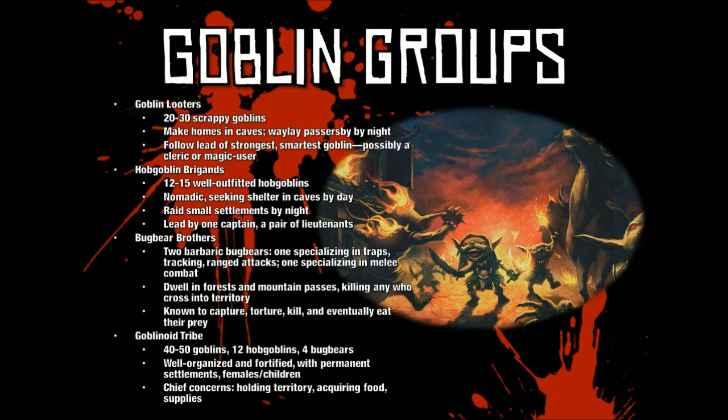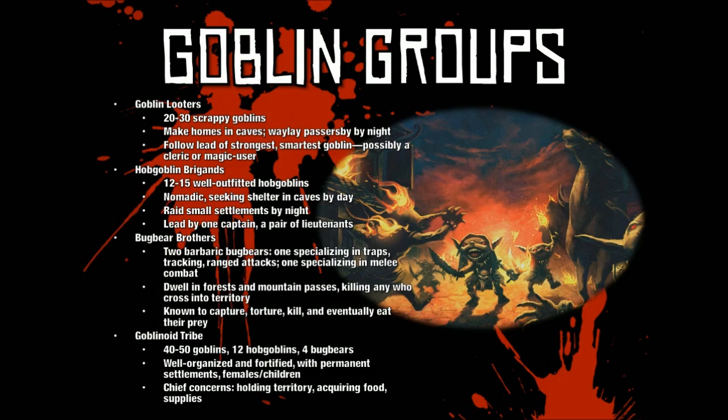So this first example group is a group of goblin looters. There are probably about 20 to 30 goblins that are mostly scavengers who make their homes in caves. At night, they probably emerge from these caves and set up ambushes for passersby. Goblins, by the way, are not very fond of sunlight. Their skin doesn't burn or anything like that, but like orcs in Lord of the Rings, they grow weaker in the sunlight, and they would prefer if they were not out in the sunlight.